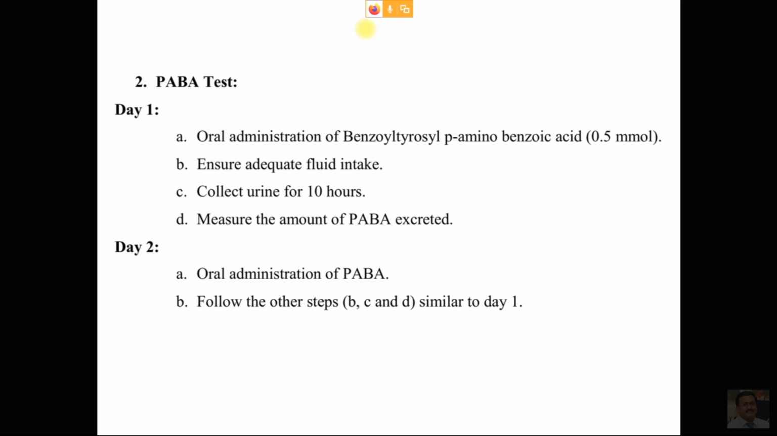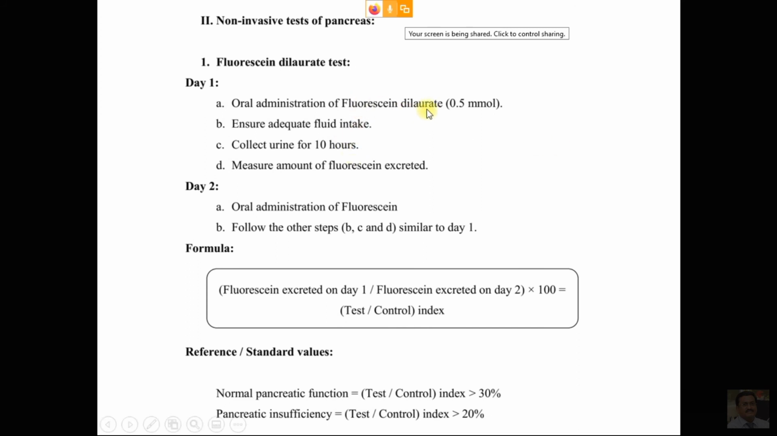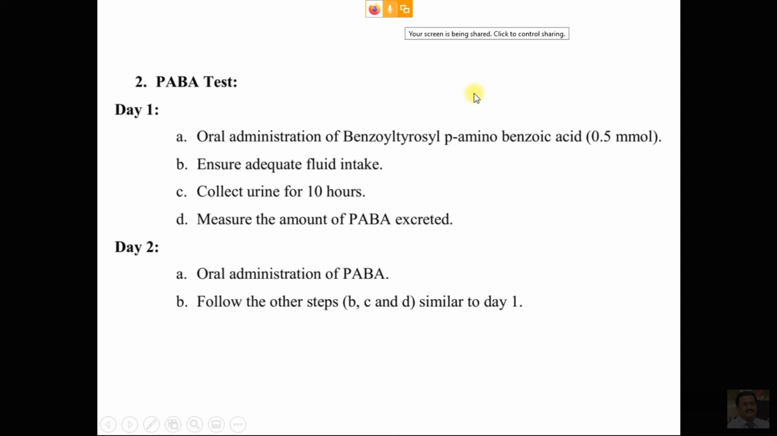Here it is the same: oral administration of benzoyl tyrosyl para-aminobenzoic acid, at the same concentration as the fluorescein dilaurate, 0.5 millimolar, and all the tests are similar. You can see day 1 and day 2, both are the same. The only difference is the benzoyl tyrosyl para-aminobenzoic acid here, versus fluorescein dilaurate there. Ensure adequate fluid intake, collect urine for 10 hours, and measure the amount of PABA, para-aminobenzoic acid, excreted in the 10 hours of urine.